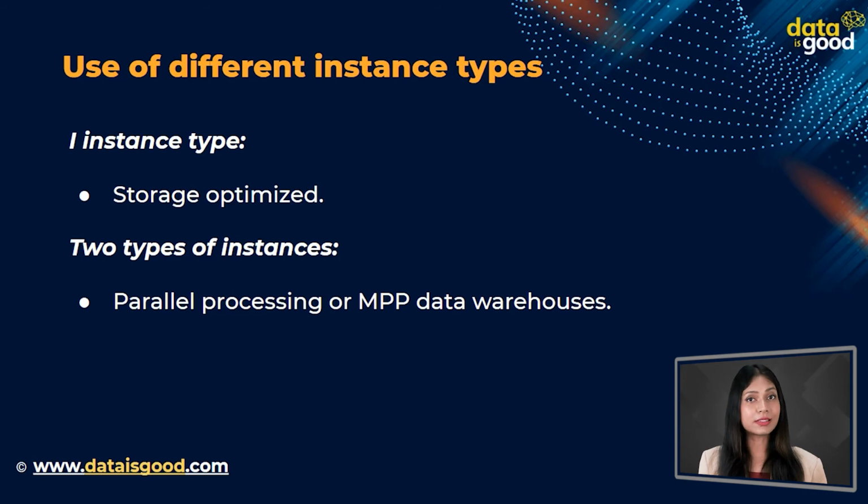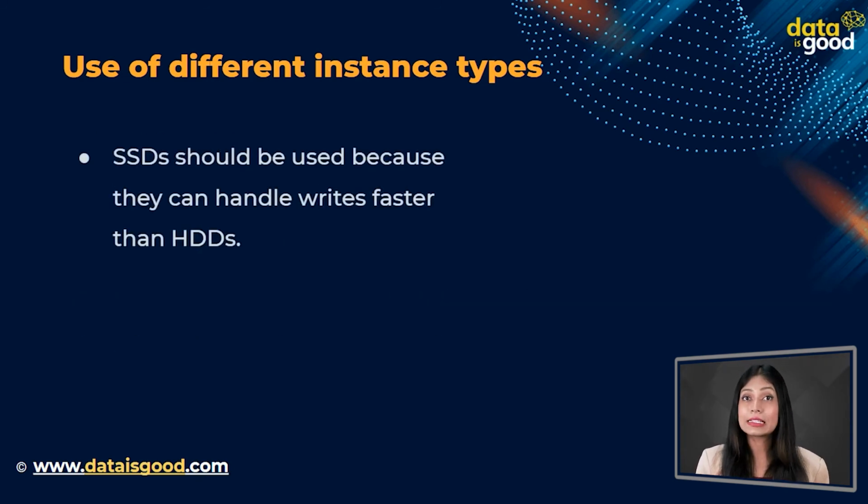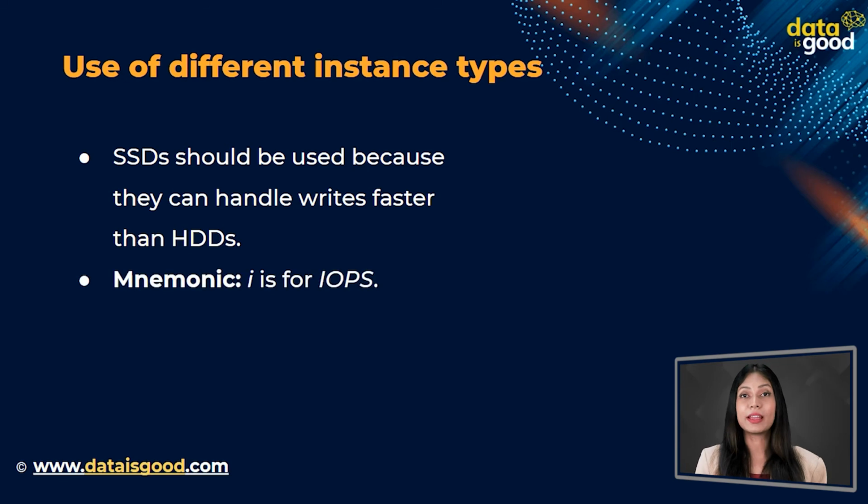Now, in most of the cases, two types of storage devices are used: hard disk drives, HDD, and solid state drives or SSD. When we want database applications that require high read and write rates, SSDs should be used because they can handle writes faster than HDDs. Mnemonic, I is for IOPS.